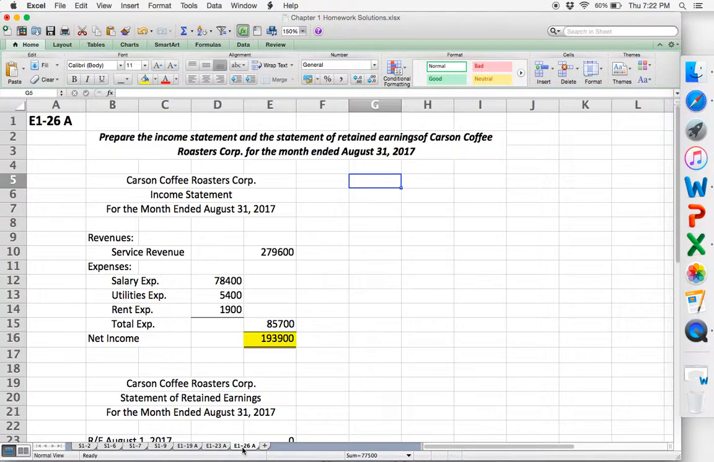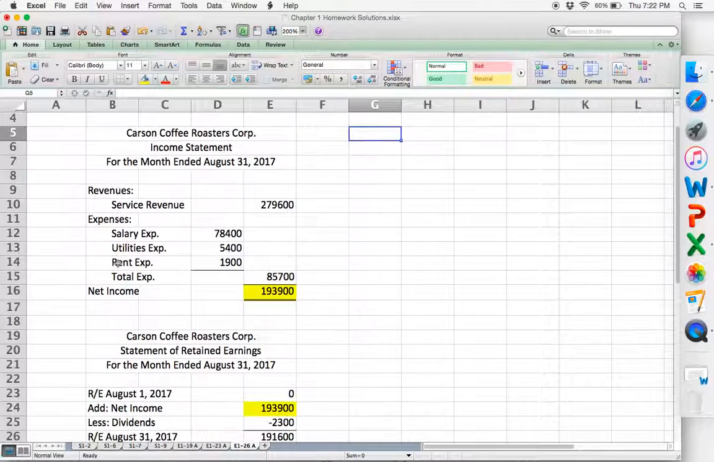So let's go ahead and move on to our last problem here. So this is looking at preparing the income statement and the statement of retained earnings for the Carson Coffee Roasters Corporation for the month ended August 31st, 2017. So again, always starting off with your heading, and in place of the balance sheet we have our income statement, and again for the month ended August 31st, 2017.